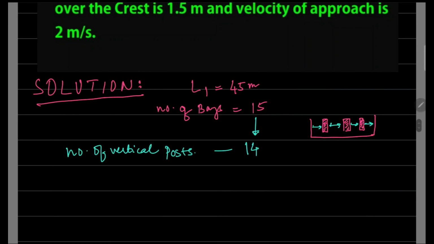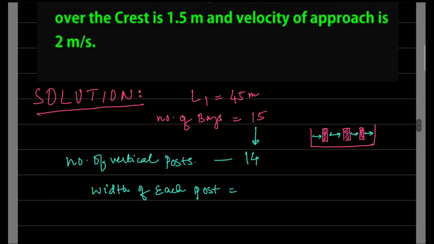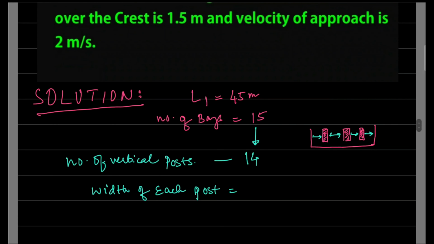So the width of each post can be determined. The width of each post is already given in this problem, that is 30 centimeter. So this is 0.3 meter.